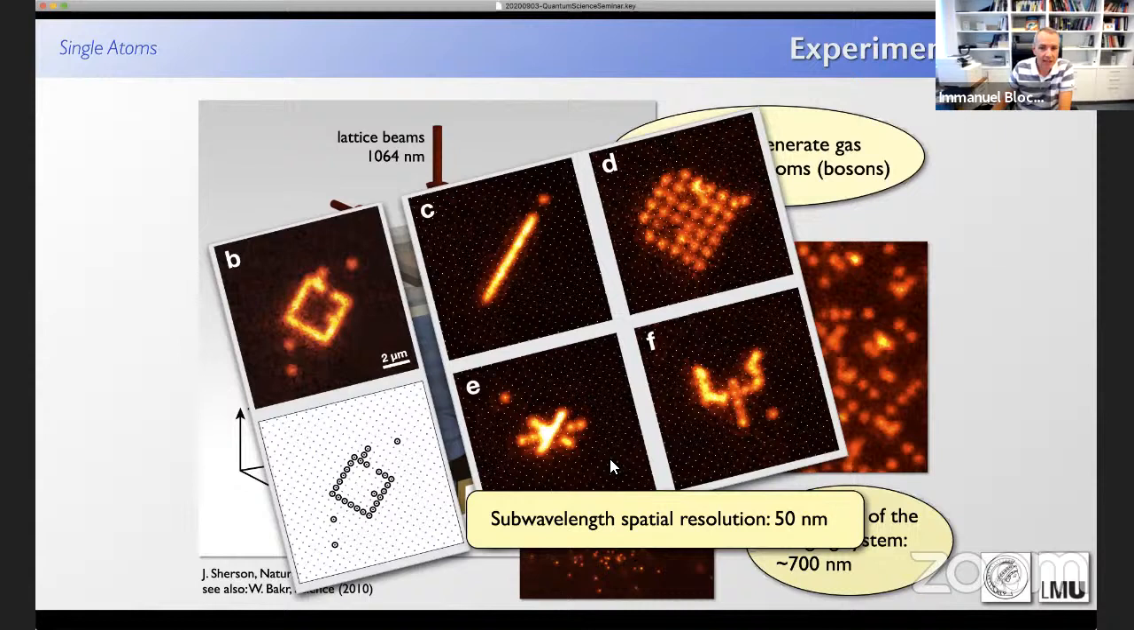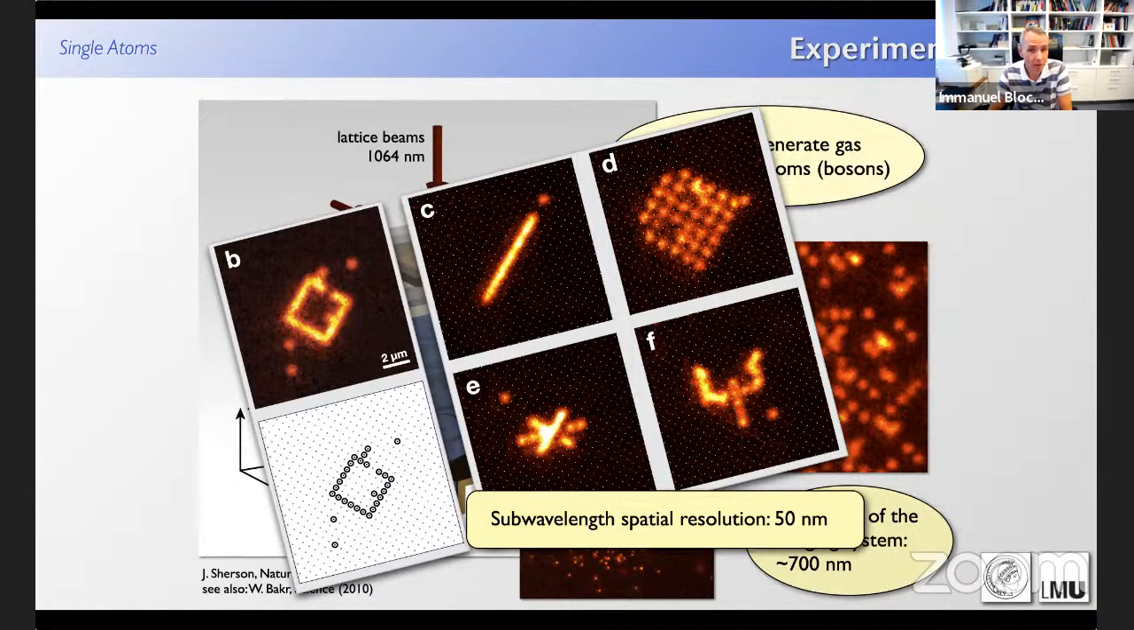And we did that here as an example, just to create different patterns: this square, this line, a star, or this psi out of 26 individual atoms. The white points mark the lattice sites and the orange fluorescent spots are each individual atom sitting on those lattice sites. And we can address particles on these lattices with a resolution of about 50 nanometers in the system. So much better than the optical wavelength we're using to address those particles, around 800 nanometers.